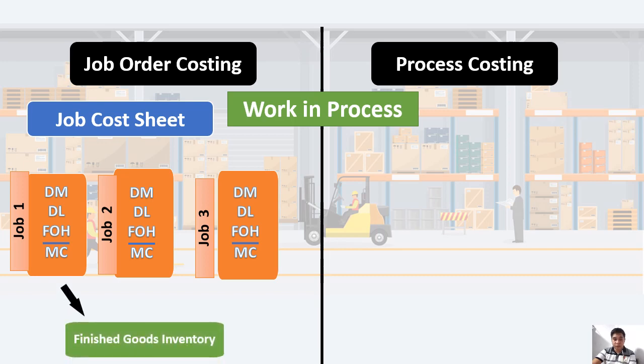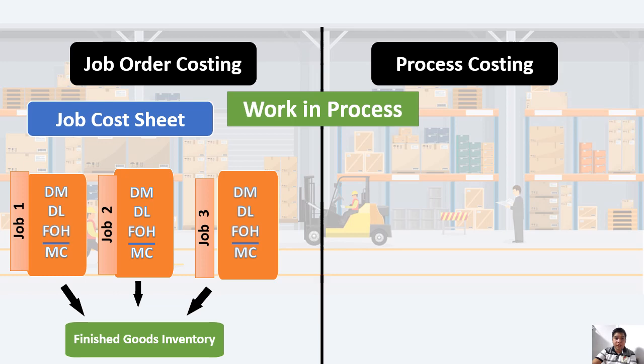ating finished goods inventory. So let's say for example, natapos si job 1, so ililipat niya lang agad yan dun sa finished goods inventory. Since si job 2, ganun din, ililipat din niya sa FG inventory at the same time si job 3. So kung mapapansin nyo, straightforward lang or straight pababa lang ang ating flow.